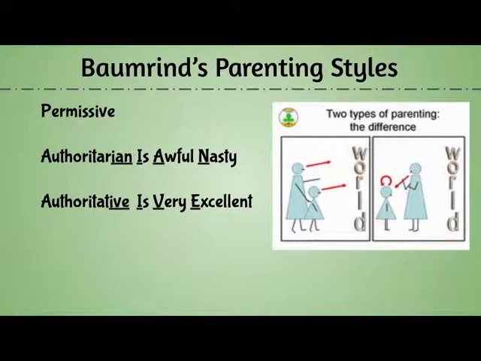Okay. This is the one I'd been looking for. So Baumrind's parenting styles: permissive, authoritarian, and authoritative. If you get these mixed up, authoritarian is awful, nasty. Authoritative is very effective.